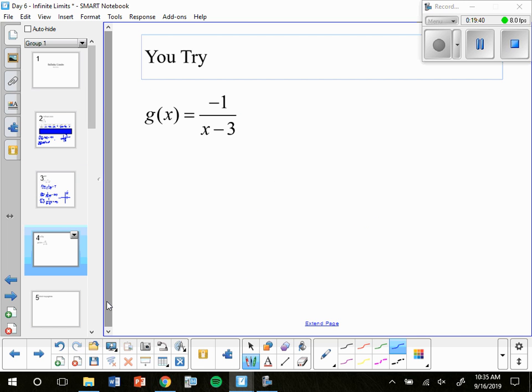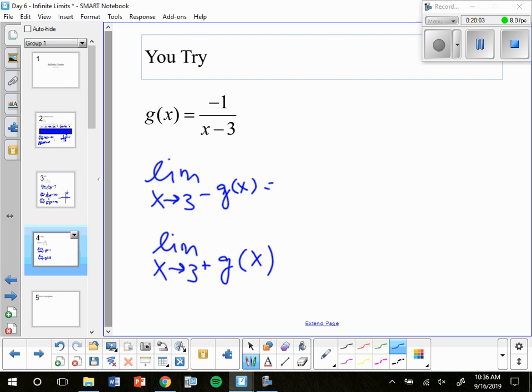So try this one. This function. What limit do you think I'm interested in? 3. And I want to look at the limit as x goes to 3 from the left and the limit as x goes to 3 from the right. So with your partner, see if you can figure out what's happening at 3.